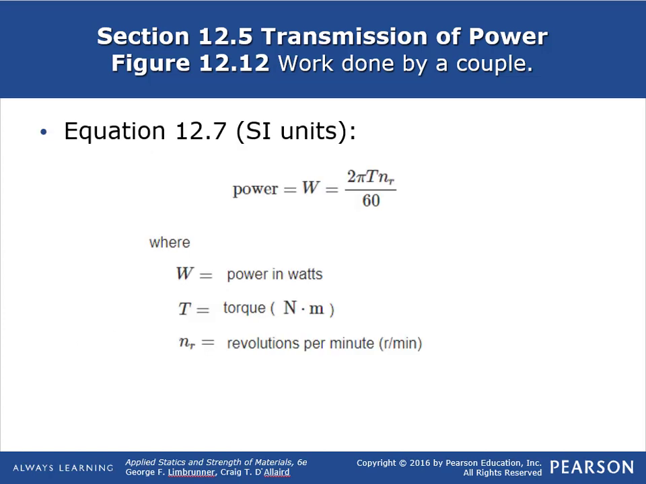So for equation 12.7 in the international units, the unit of power is a watt. And a watt is essentially 1 Newton meter per second. In this equation, we're using, again, revolutions per minute, and the 60 comes from converting revolutions per minute into revolutions per second as required for watts, and the 2 pi in this equation is used to convert our revolutions into radians. So it's a little bit simpler units to work with.